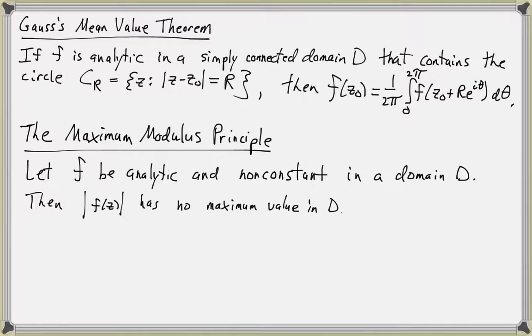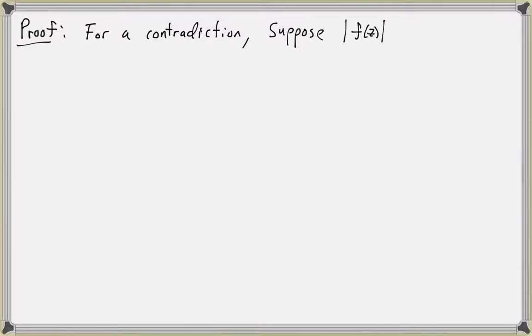The proof of the maximum modulus principle is a proof by contradiction. So we're going to assume that f has a maximum value in the domain D and get a contradiction. So let's begin the proof. For a contradiction, suppose that the absolute value of f of z is less than or equal to the absolute value of f of z0 for some z0 in the domain D.